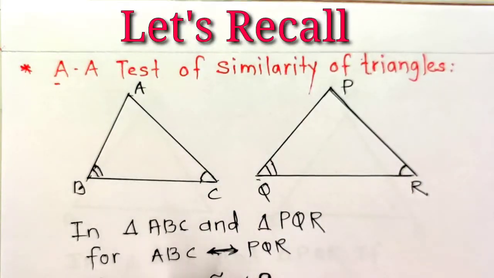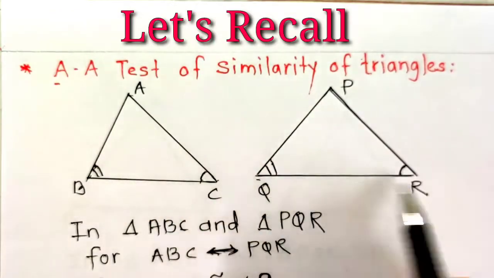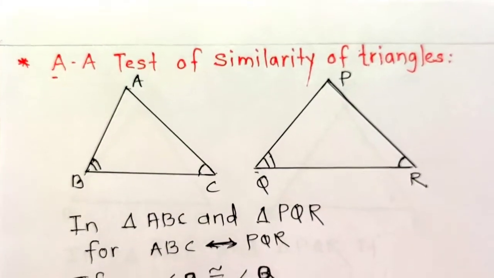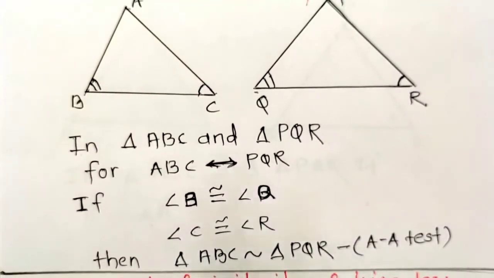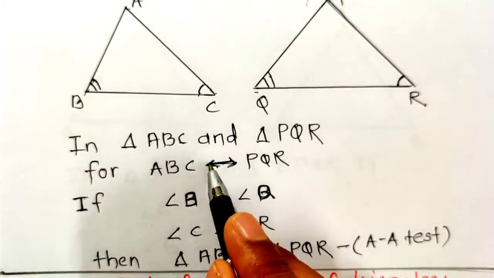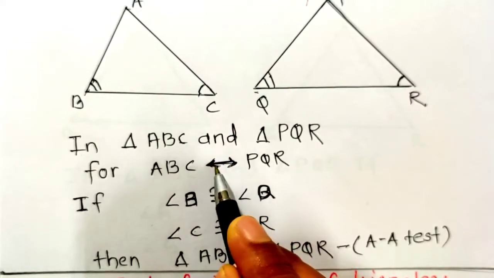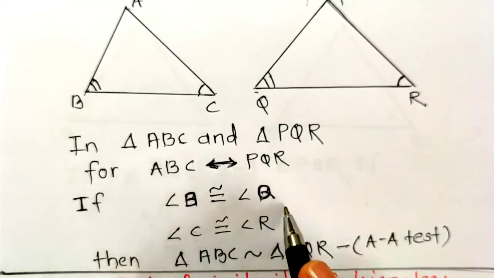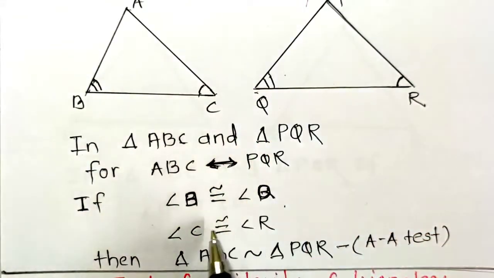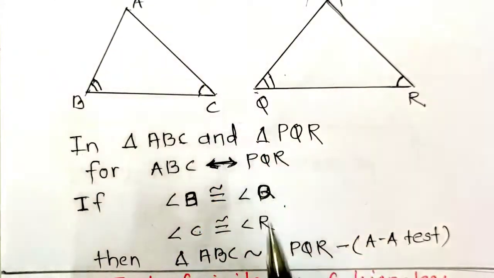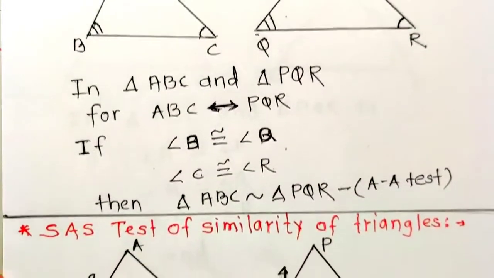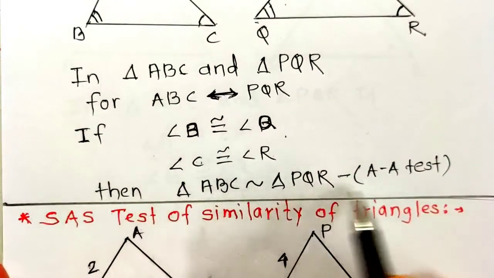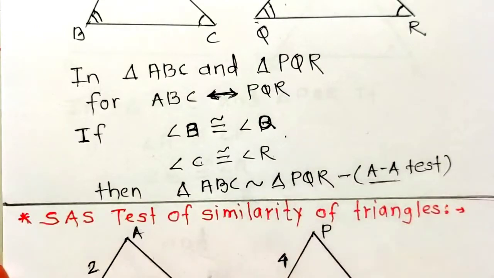That test we also have to use in practice set 1.3. Here triangle ABC and triangle PQR, two triangles are given. For the given one-to-one correspondence between the vertices ABC and PQR, if angle B is congruent to angle Q, this is the first pair, and angle C is congruent to angle R, the second pair, that means 2 pairs of corresponding angles are congruent, then we can write the triangles are similar by AA test. So this is the AA test.